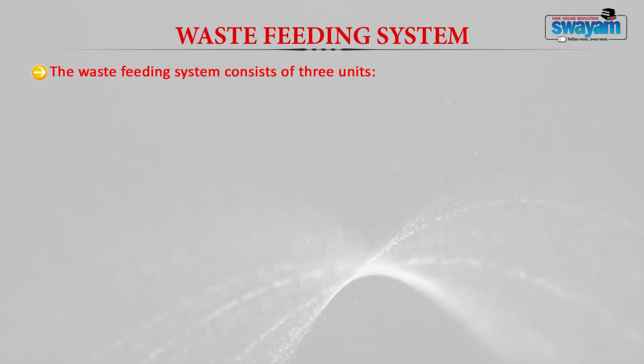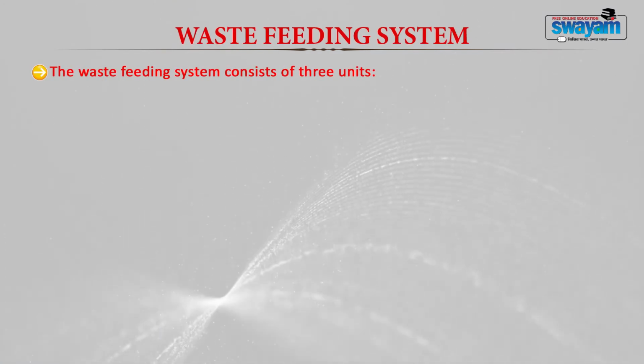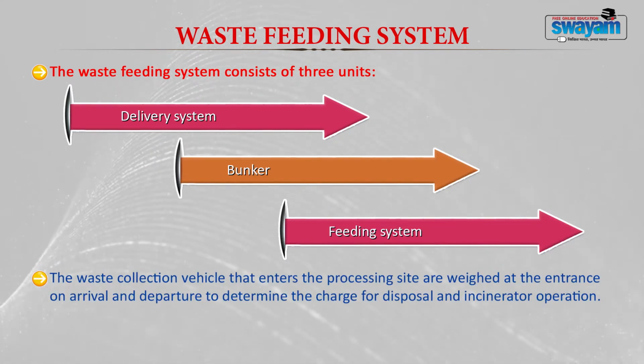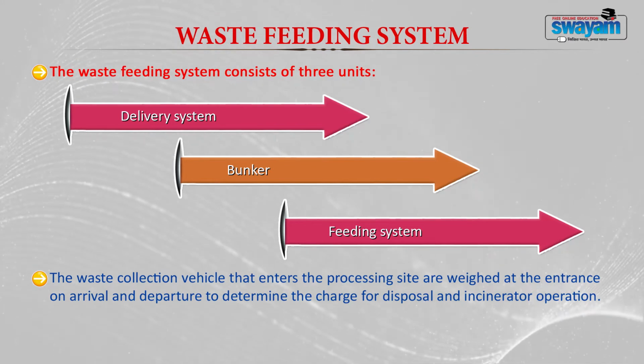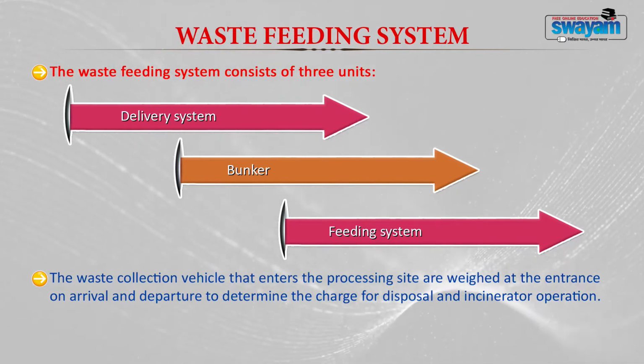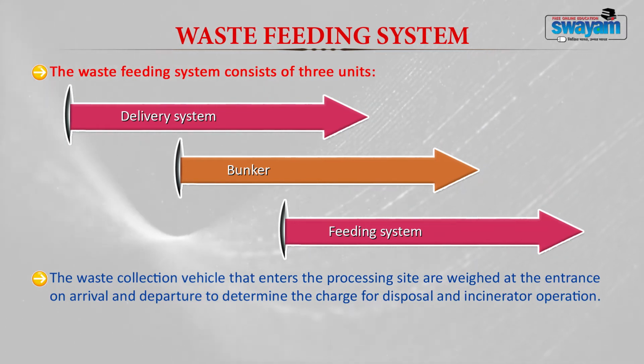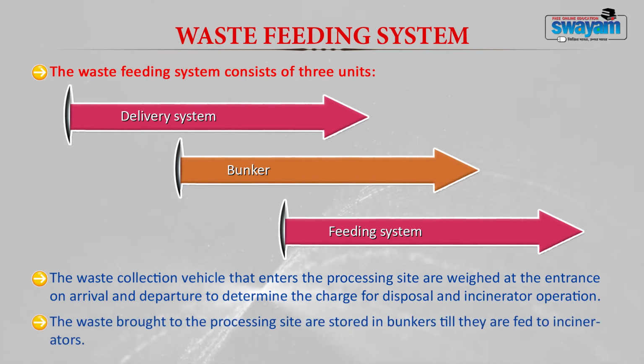A waste feeding system again consists of 3 different units: a delivery system, a bunker and a feeding system. A waste collection vehicle that enters the processing site, I mean the transfer station where the incinerators are fitted, will be weighed at the entrance both during arrival as well as departure. This helps determine the amount of waste coming in for the incineration operation. The waste brought to the processing site will be stored in bunkers, and through the bunker it will be fed into the incinerators.